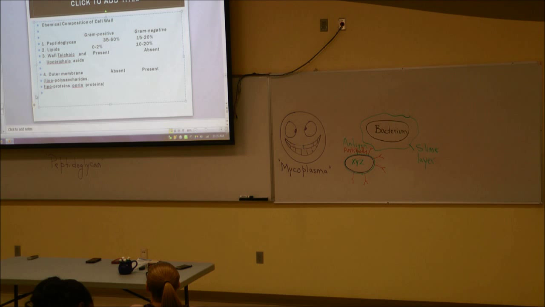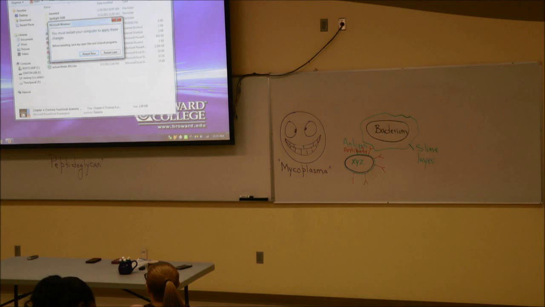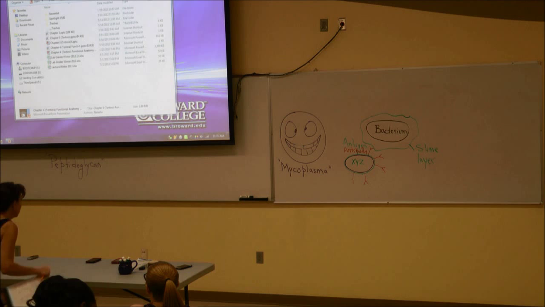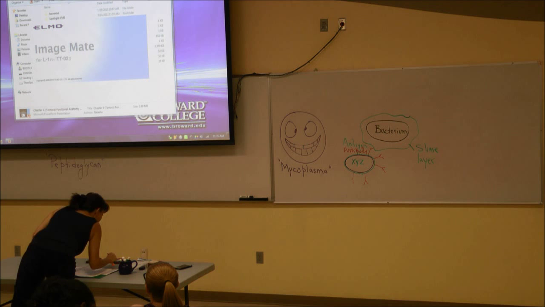Let's look at the diagram so we can look at these structures. What are we talking about? Outer membrane, all right. This picture is in your textbook on page 85. And then I'm going to draw my own, a simplified version of this complicated diagram.